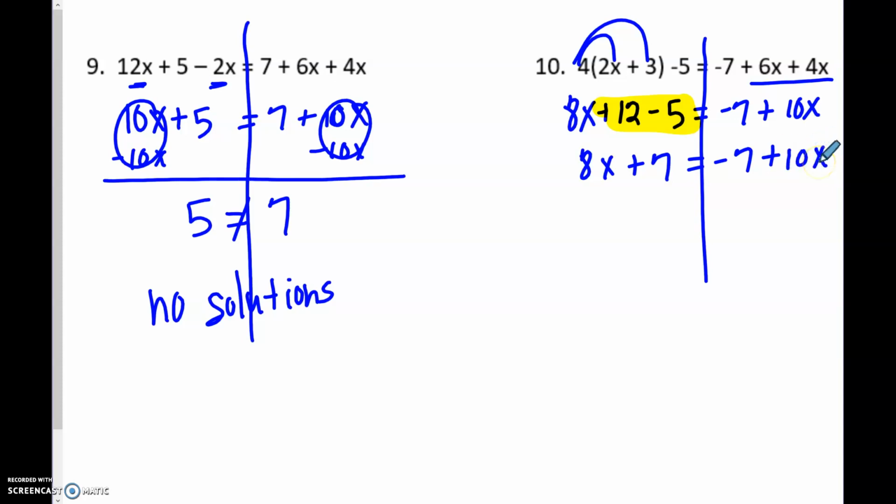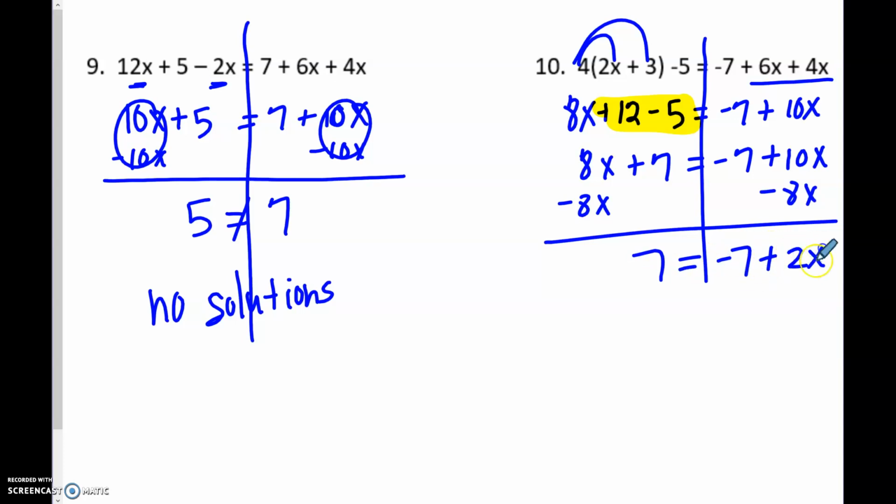All right, now I like to get my letters together. So am I going to move the 8x or the 10x? I like to move the smaller one. So I am going to subtract 8x from both sides. So 7 equals negative 7 plus 2x.